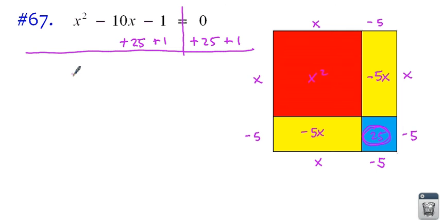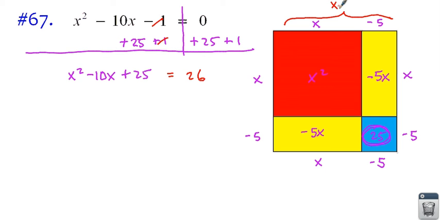So now we've got x squared minus 10x plus 25. The minus 1 and plus 1 cancel out. And we then get on the right side 0 plus 25 plus 1, which is 26. Okay, now that's a little bit curious why we did that. At this point, it doesn't make a lot of sense. But the nice thing is that we've now got a perfect square.